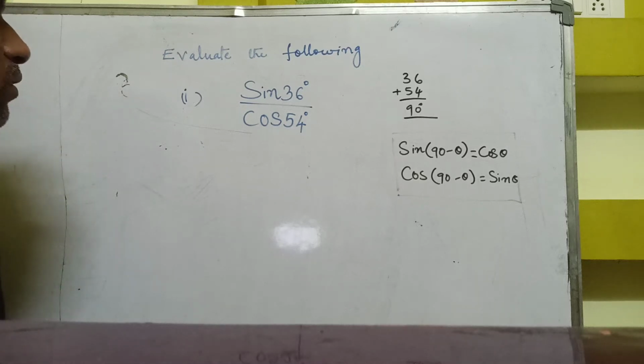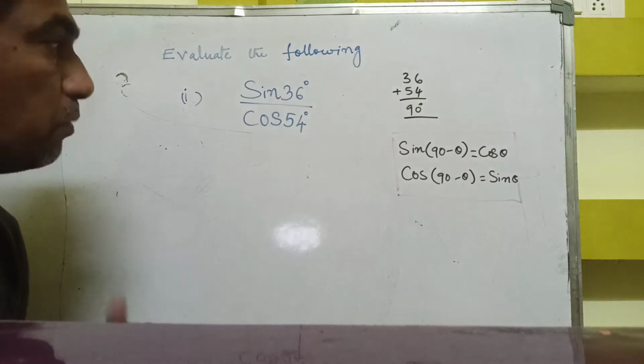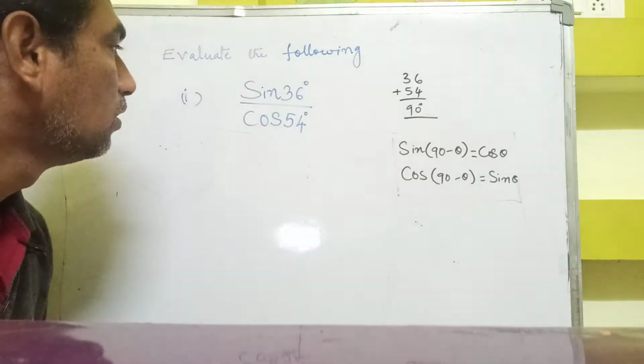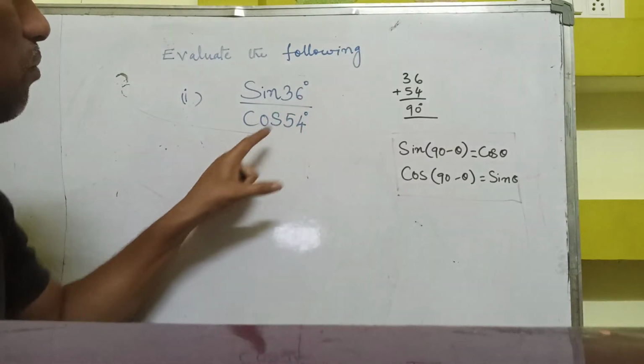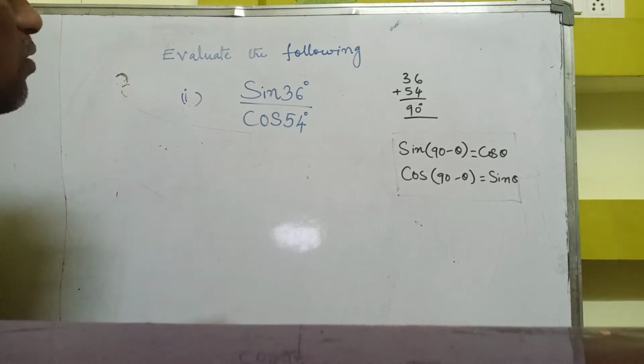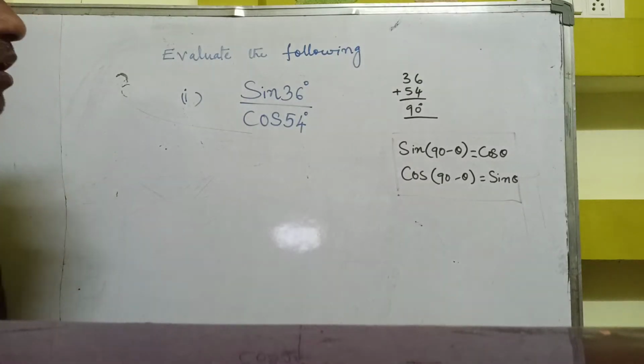Hello friends, in the last video we discussed complementary angles. Now, based on that, there are some evaluate questions. You can see here sine 36 degrees by cos 54 degrees. In this question, first we need to check whether the given angles are complementary or not.